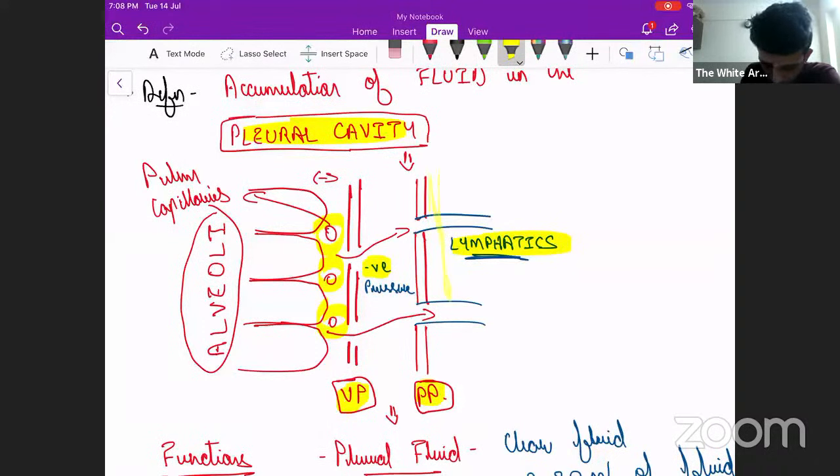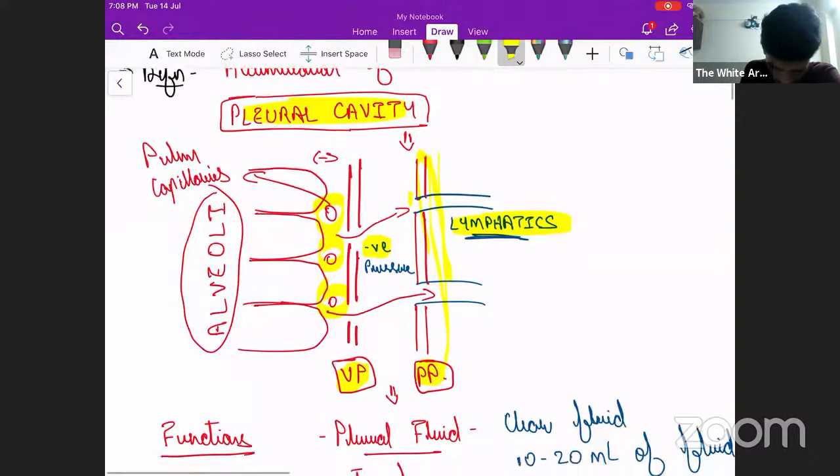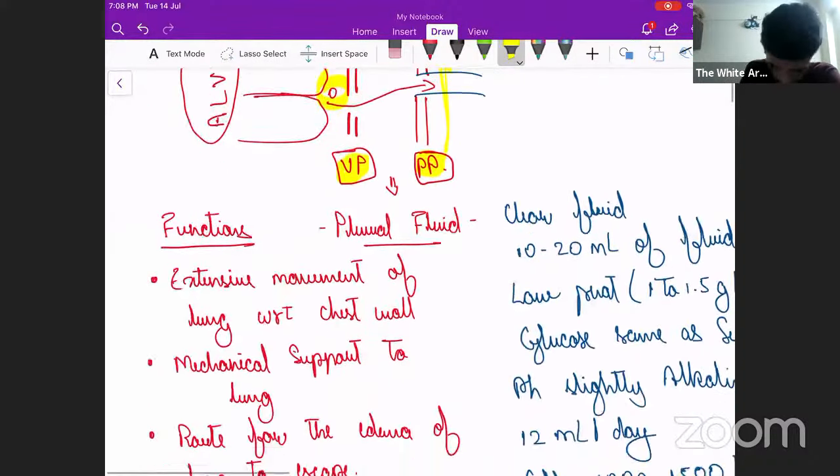Again, over here, there will be loose connective tissues. Over here, there are the stomas, which are present in the parietal pleura, and lymphatics pick up the fluid. So this is the basic layout.